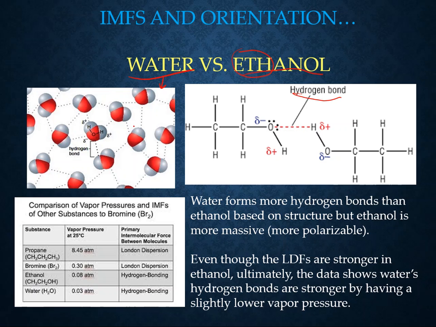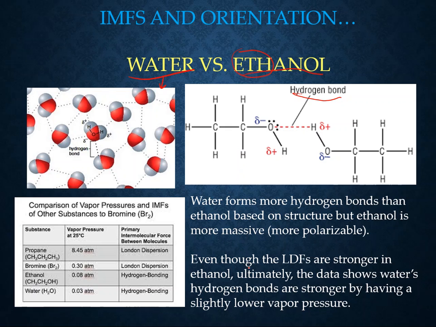Water is smaller. It can establish more bonds between the molecules because it's smaller and it can arrange itself this way. And it has polar ends on different sides of it, whereas ethanol only has the one polar end. Like over here, you have no partial charge end going on. So water forms more hydrogen bonds than ethanol based on its structure. But ethanol is more massive in terms of electron cloud. So technically, ethanol should have larger London dispersion forces than water.